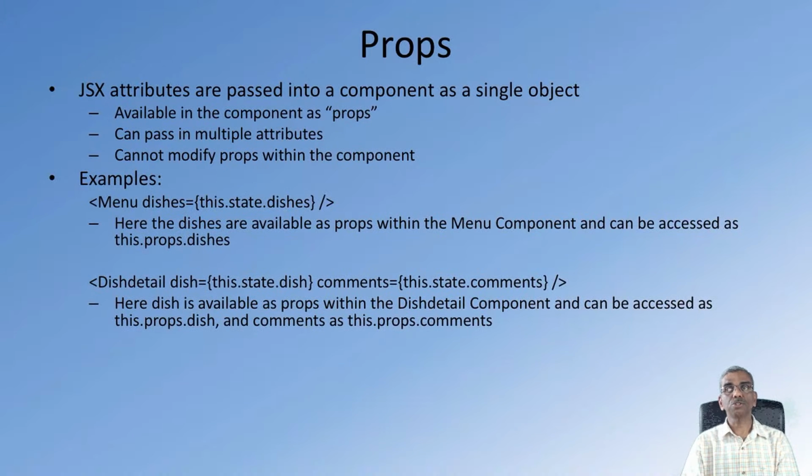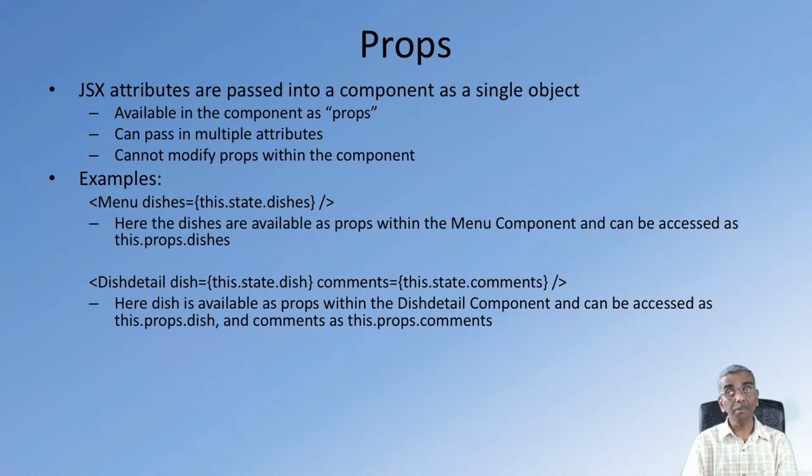So in these examples, you can see in the first case, we are using this menu component within your current component, and then you're passing in dishes as one of the attributes there. Now, when you pass this in, then within the menu component, this dishes information that you pass in will be available as this.props.dishes and can be used within the menu component for it to render its view.